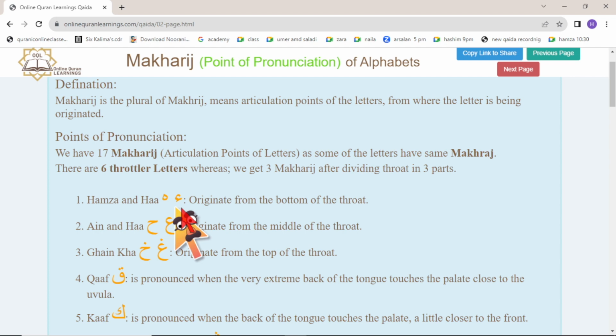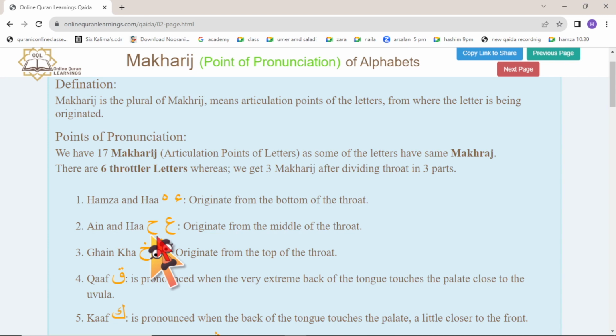So we'll pronounce these letters. Repeat after me. Hamza, Ha. And the next part is Ain, Ha.